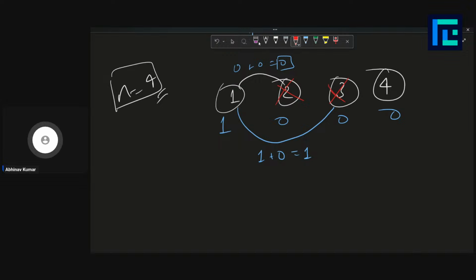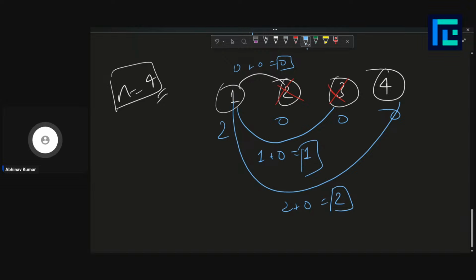So in this scenario, the skill level of 1 would increase to 2, and the last fight would be between 1 and 4. With this fight, we would get 2 plus 0 is equal to 2 as the entertainment level. Whoever wins, it doesn't matter. The total entertainment we got from here is 0 plus 1 plus 2.